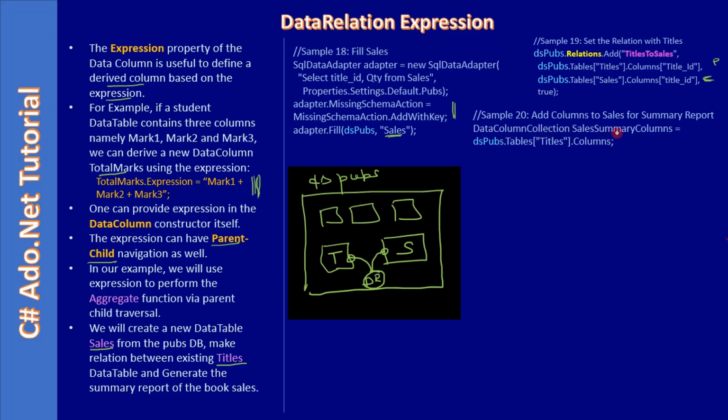DataColumnCollection salesSummaryColumns equals dsPubs.Tables titles Columns. So if you see, from our titles table, this is the titles table, right? We are picking this titles table and we are picking all the columns. So the data column collection is in our hand now from the titles table. Why are we picking all the columns? See here, this is the column collection, right? We can dynamically add more expression based columns.